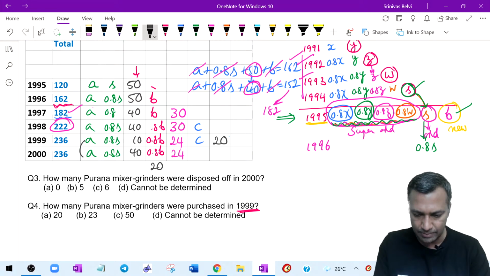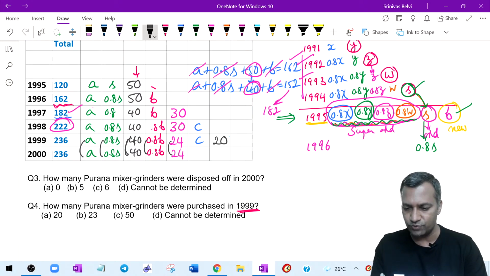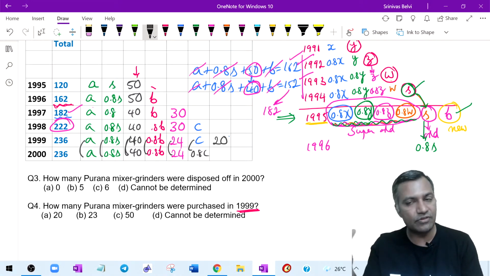Look at these boxes. A remains A. 0.8 remains 0.8. 10 becomes this 10. All right, now 40 remains 40 here. 0.8 remains 0.8, 24 remains 24, the C remains C, all right, the C becomes 0.8C. That's a problem. Since I don't know the value of C, I will never know what is 0.8.